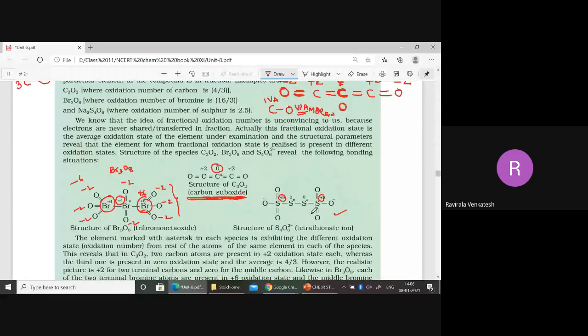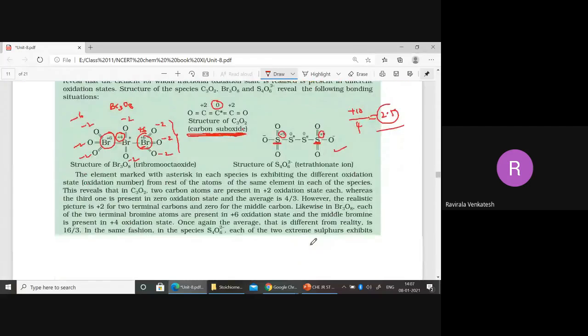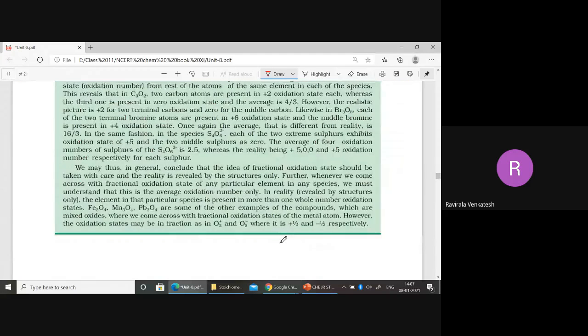So here, the oxidation state of this sulfur is different. The oxidation state of this sulfur is different. But oxidation number means take the average value. Average means +5, +5, that is +10, and total 4 sulfurs are there. Divide by 4, you will get 2.5 as the oxidation number in this. Oxidation states are different. Here sulfur is +5, here sulfur is +5, here 0, 0 like that. In this way, we can write n number of examples.